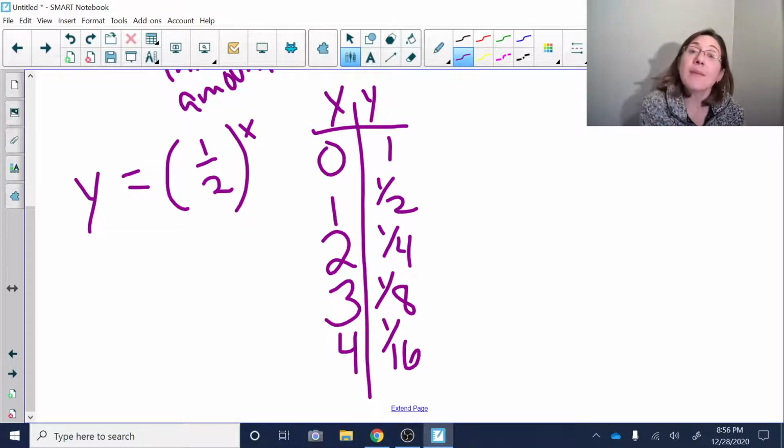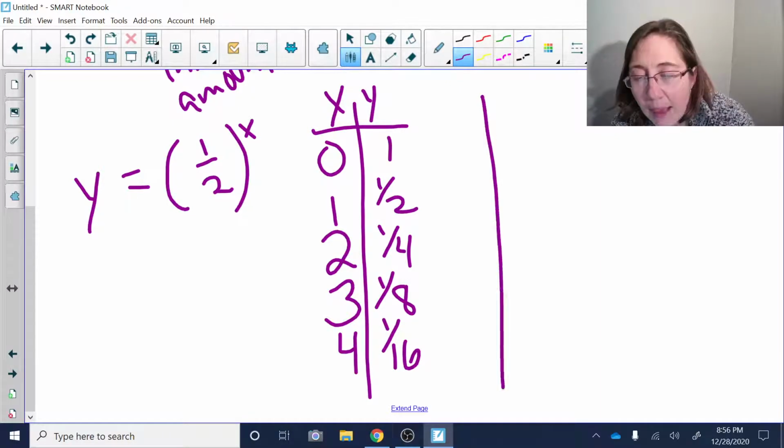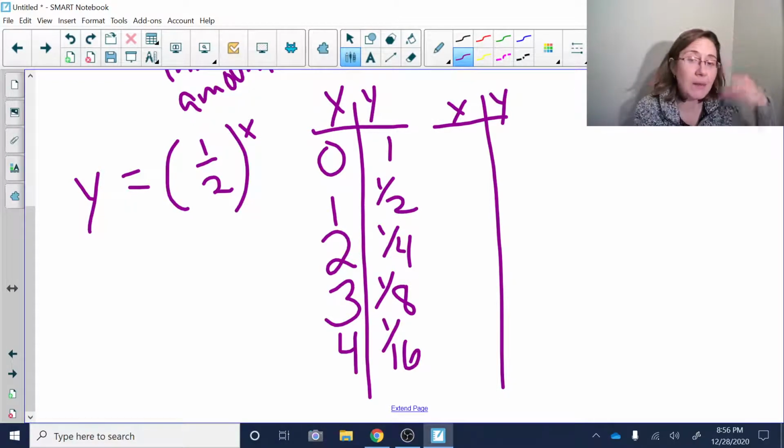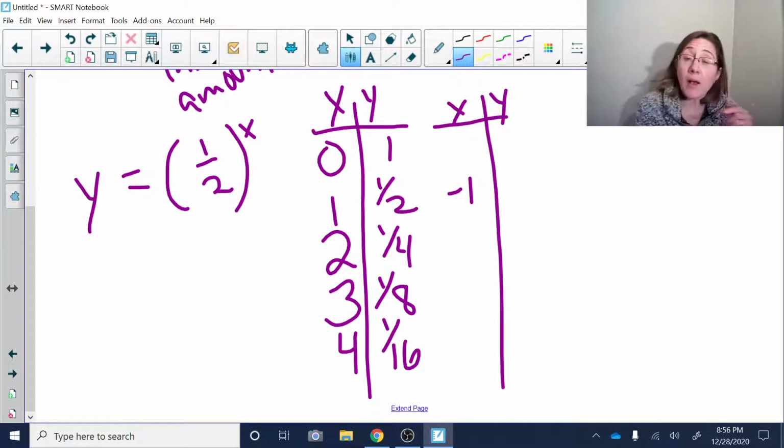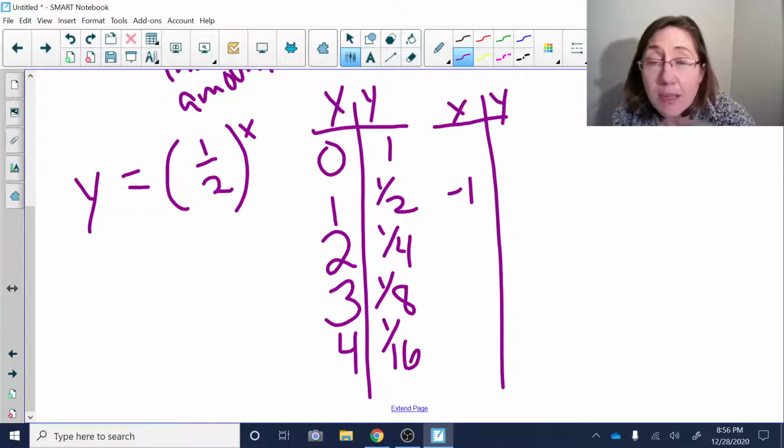Okay, now let's look at some negative values for my x. If you remember, since my x is up in my exponent, a negative exponent makes you take the reciprocal of something. I'm going to list these across from their positive values so you can see the similarity. I'm going to put in a -1 for x. If I have a -1 exponent, it's going to take that 1/2, the y value that went with the x value of 1, and flip it upside down. So that's going to be 2 over 1, which is just 2.